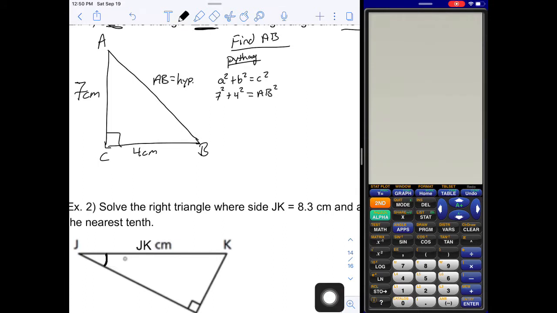Well, what you're going to press is 7, and you're going to notice right above our cursor here is x squared. If you press this button, it squares your number. So I'm going to press squared, and we can see that it has squared it. I'm going to add 4, and then I also have to square this. So I'm going to press the square button and press enter. So now I have 65. So this thing is 65, equaling AB squared.